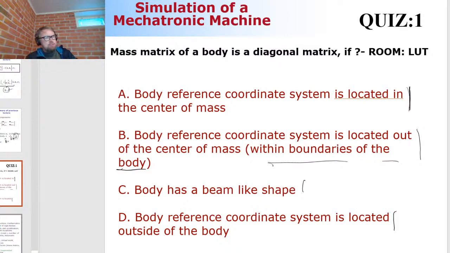Remember, this is related to the quadratic velocity vector. If the quadratic velocity vector has a zero form, that means that the mass matrix also has the diagonal form. But when is that the case? When does that really happen? Out of the four options, one is correct. But which is correct? Let's hear that in a few minutes.